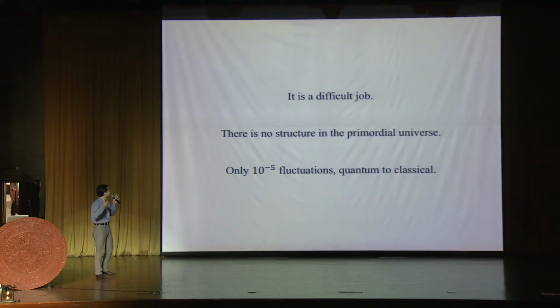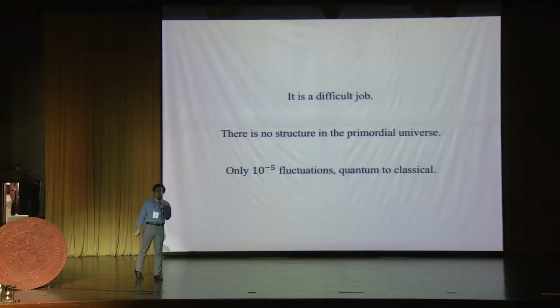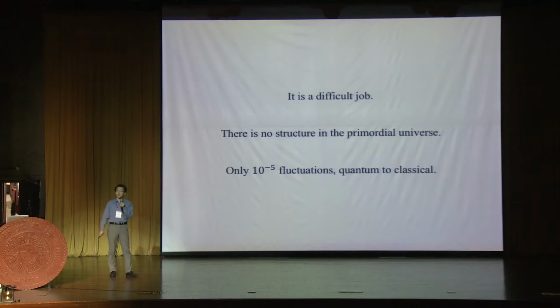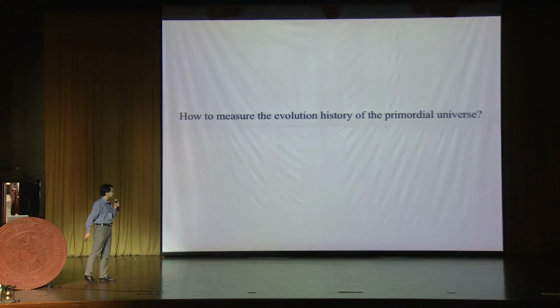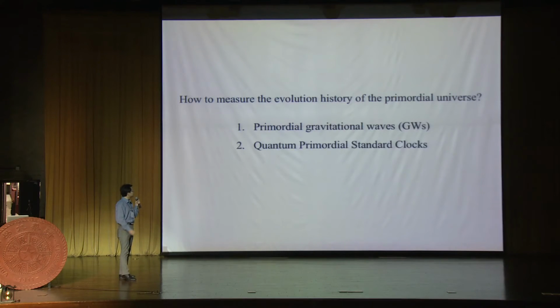This is because there is no structure in the primordial universe. There is no type 1a supernova, there is no baryonic acoustic oscillation. The only thing existing in the primordial universe is the 10 to the minus 5 fluctuations, tiny fluctuations. But fortunately, it is still possible to measure the history of the primordial universe in two ways. One way is the primordial gravitational waves, and the other is the quantum primordial standard clocks.